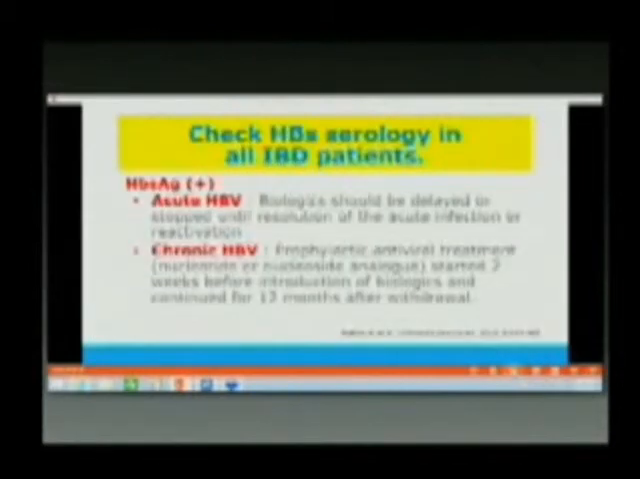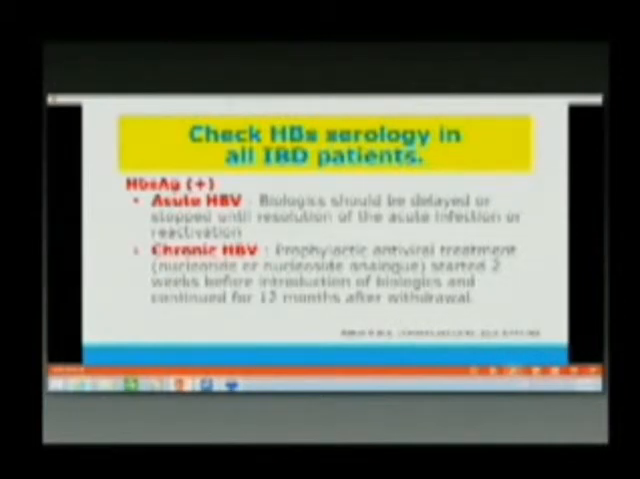Okay. Hepatitis B is prevalent again in the Philippines. And if you give anti-TNF agents to your patients with hepatitis B, in two retrospective series, it has been noted that you can reactivate your hepatitis B. In one series, they showed something like 25 to 30% of these patients can have liver dysfunction.